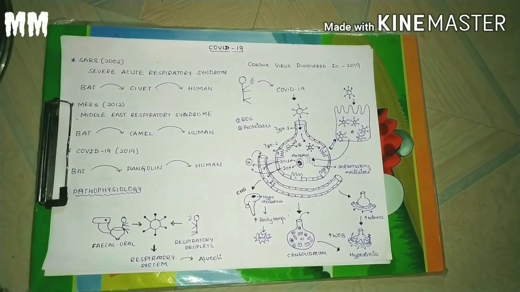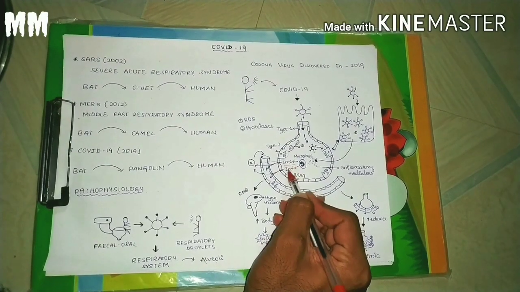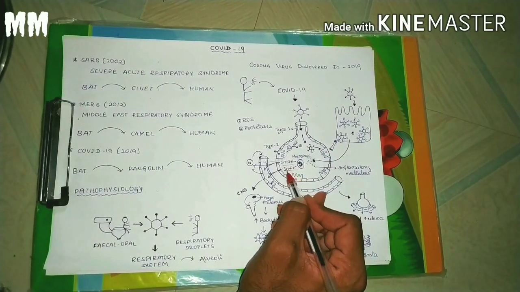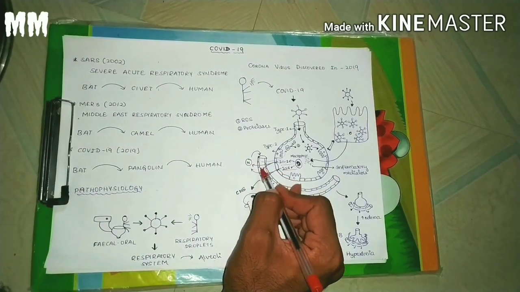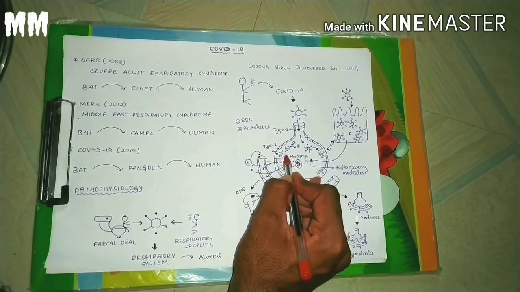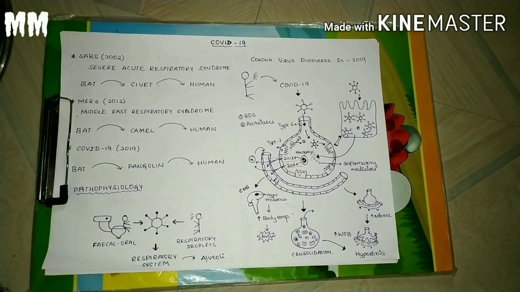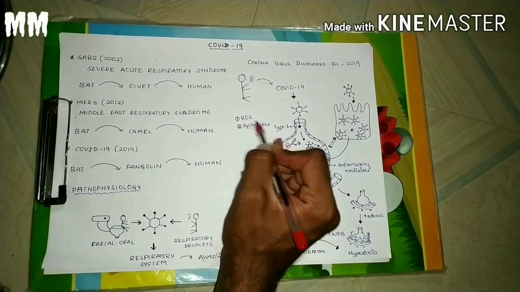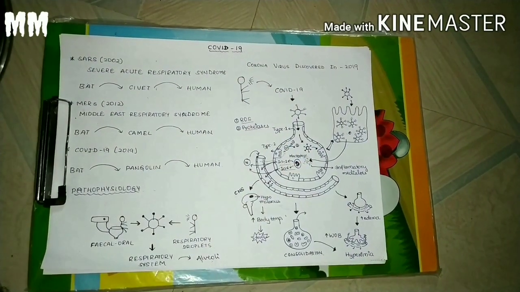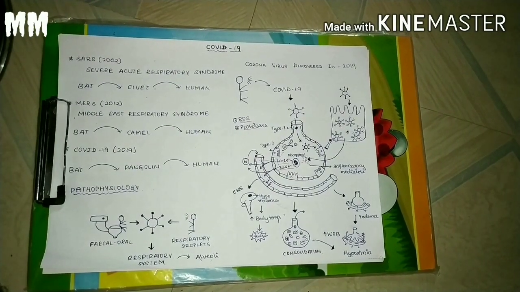And also these interleukin 1 and interleukin 6 stimulate the neutrophils, which come into the blood and enter the alveoli to kill the viruses. How do they do that? They release reactive oxygen species and proteases, as you can see here. Whenever they release the reactive oxygen species and proteases, it might destroy some of the virus.